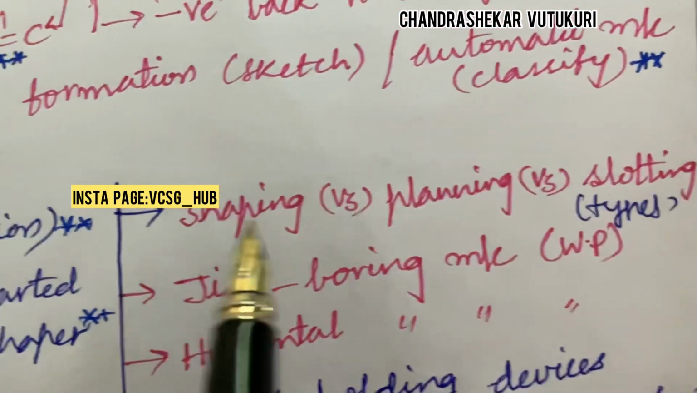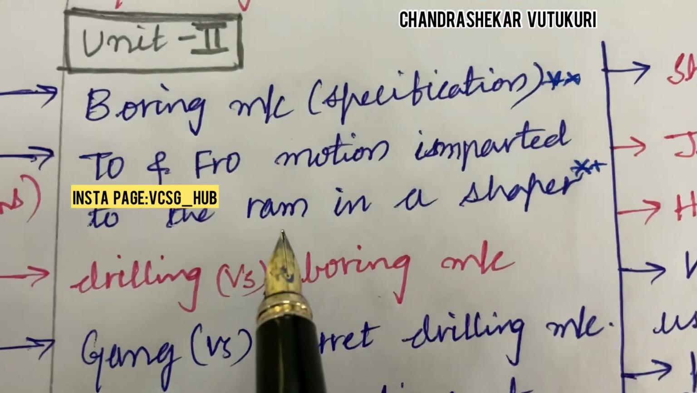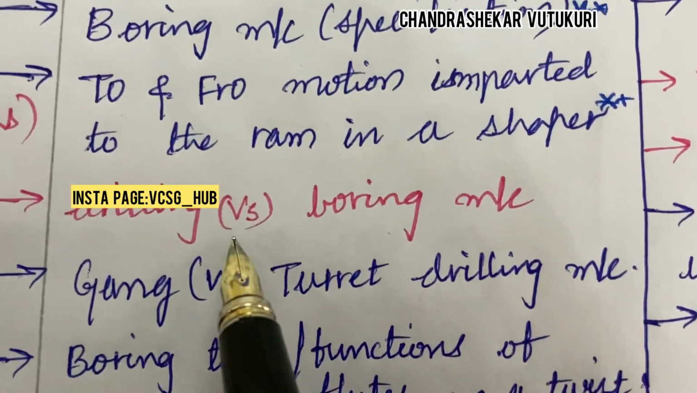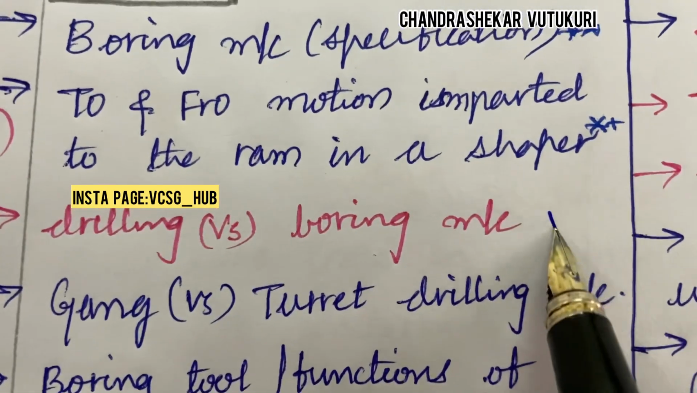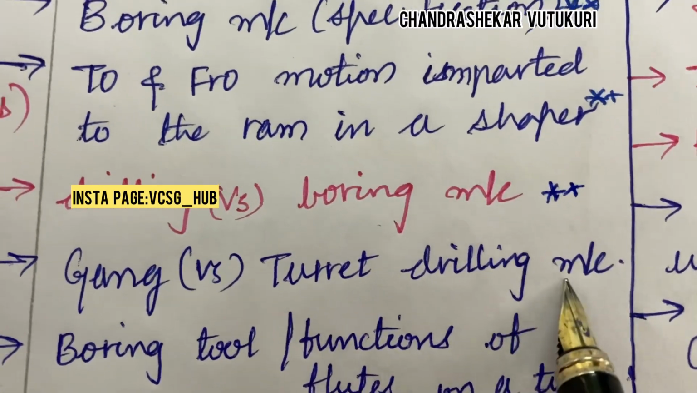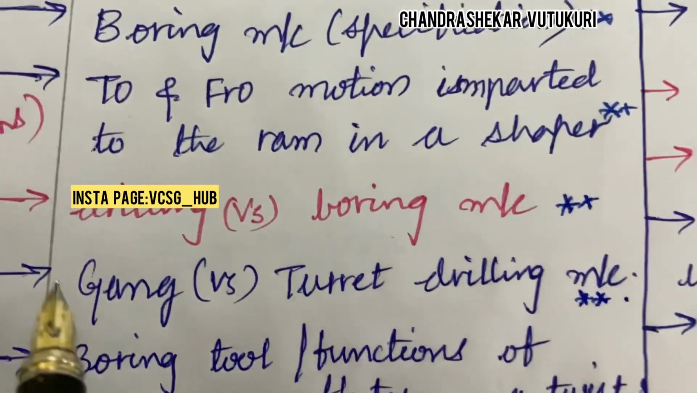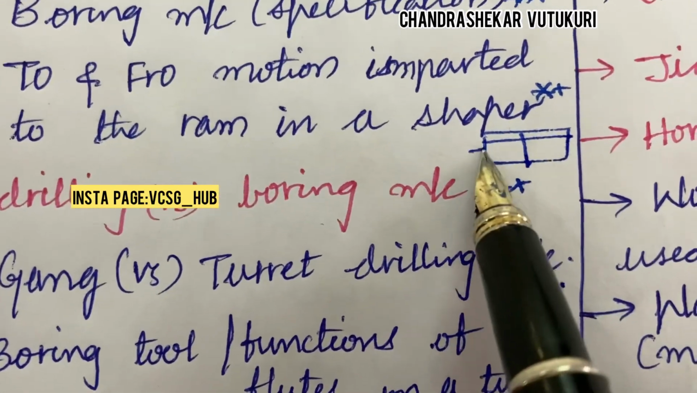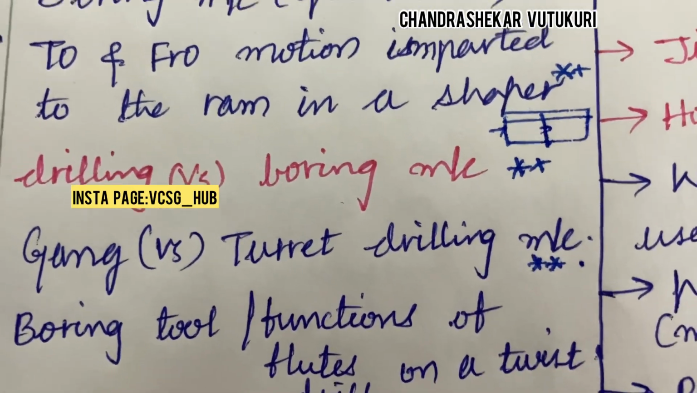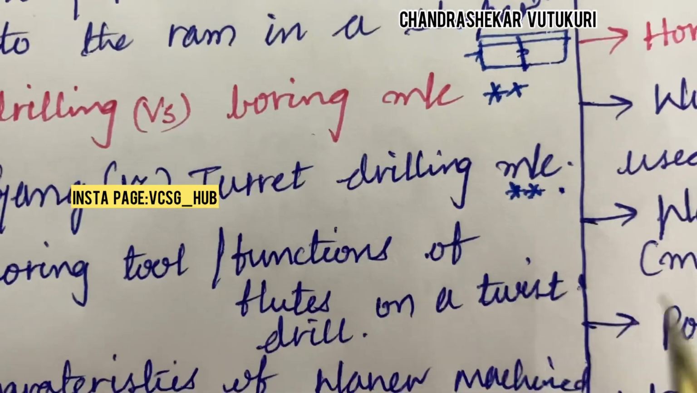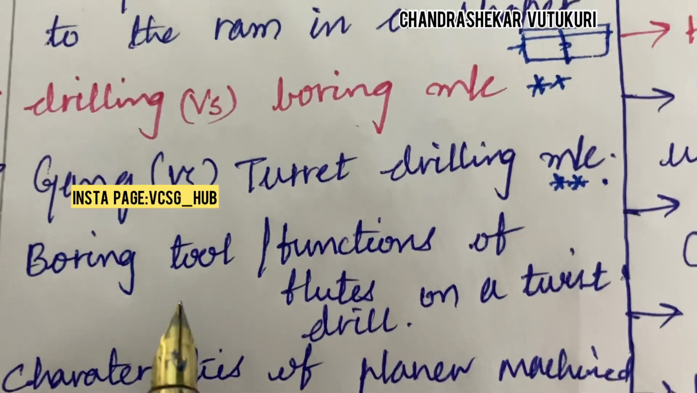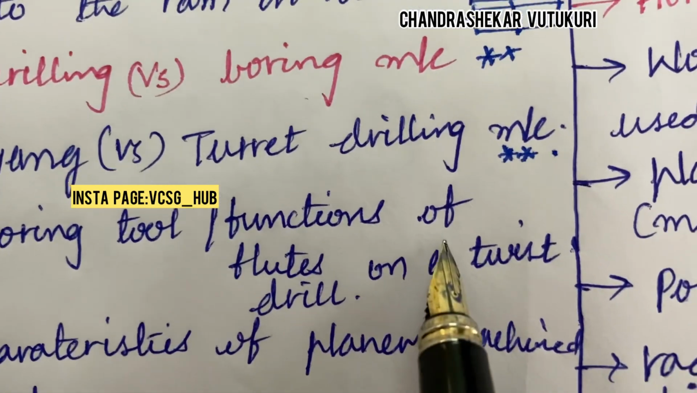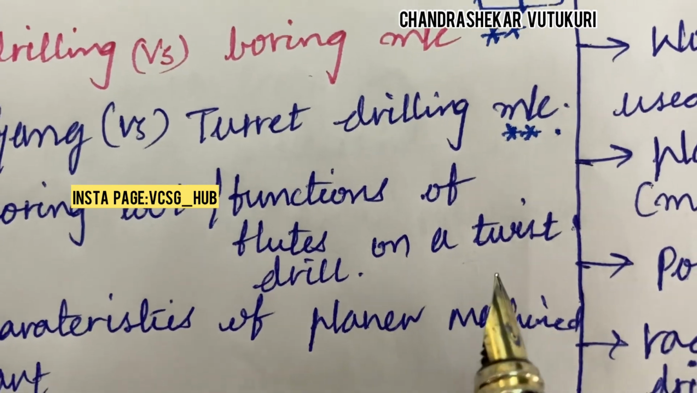You will be getting any part of these 3, and the regulation R18 part A, part B is a bit difficult for you all to complete the exam in 3 hours of time. Drilling versus boring machine, the comparison. Gang versus turret drilling machine, their comparison. I hope you know how to make a comparison in the form of a tabular column only, dear students, by highlighting the important points in a paragraph in the form of bullet points. Do not write the exam in paragraphs, where you are going to score fewer marks. Boring tool, explain the term and the functions of flutes on a twist drill.